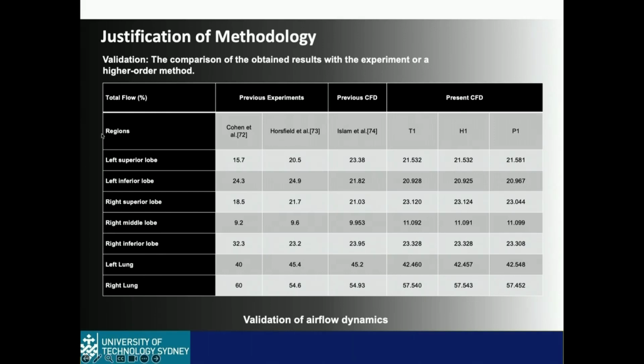These are different lobes, and these two are experimental data, and this is my previous PhD student's result, and that is our current result. For the different meshes, tetrahedral mesh, hexa mesh and polyhedral mesh, these three types of mesh gave almost similar results.